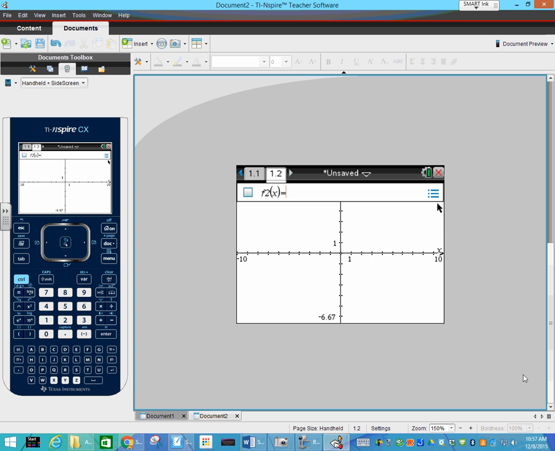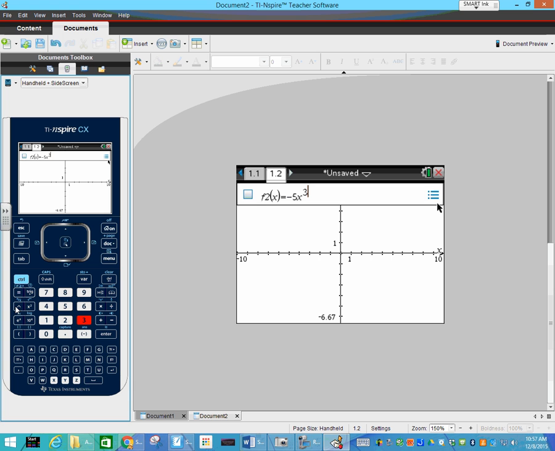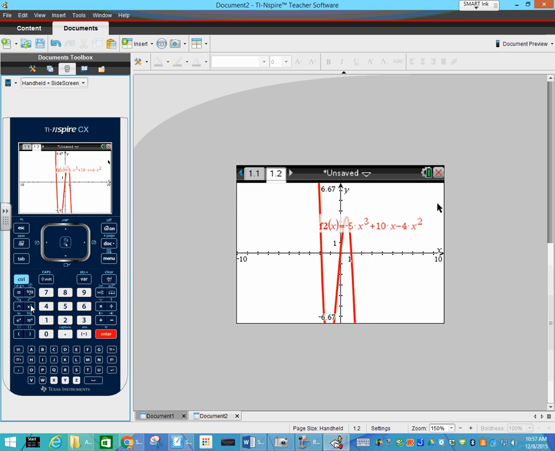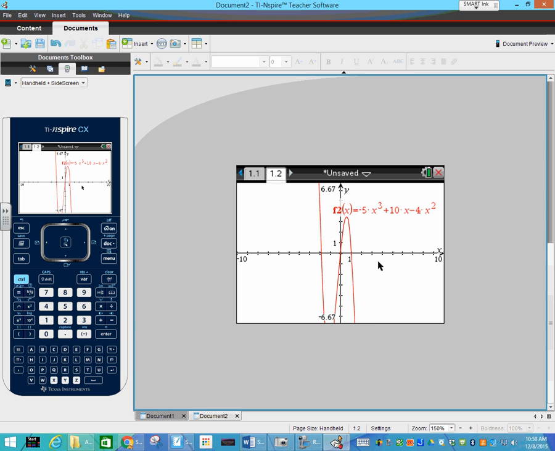So what am I going to graph? It was negative 5x cubed, plus 10x minus 4x squared. And I'm going to graph it. All right, and this time the directions, I'm not looking for a max or min, I'm looking for zeros. So I need these numbers here. Okay, that one clearly doesn't go through. That looks like it goes through at 0, and that one looks like it goes through at 1.